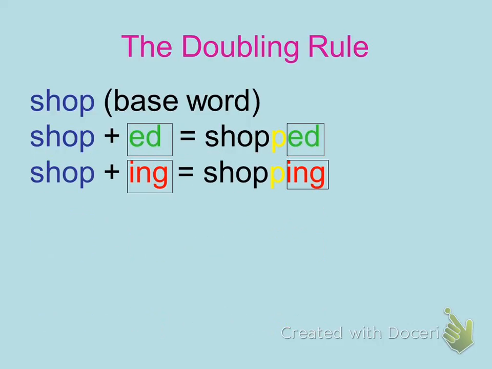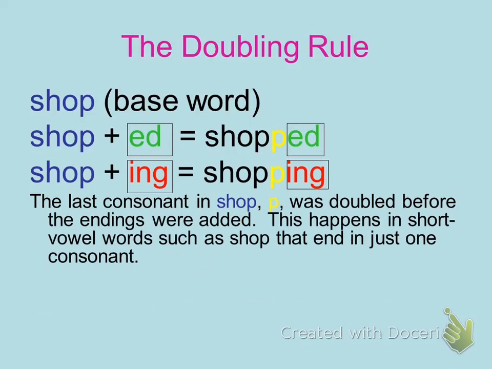Then the same applies for the next word ending, ing. You have O, which is again the same as before, vowel, consonant is a P, you must double the consonant, that's why it is in yellow, so it can stand out, and add ing. So this is the doubling rule. Double the consonant and add your ending when you have a vowel and a consonant.